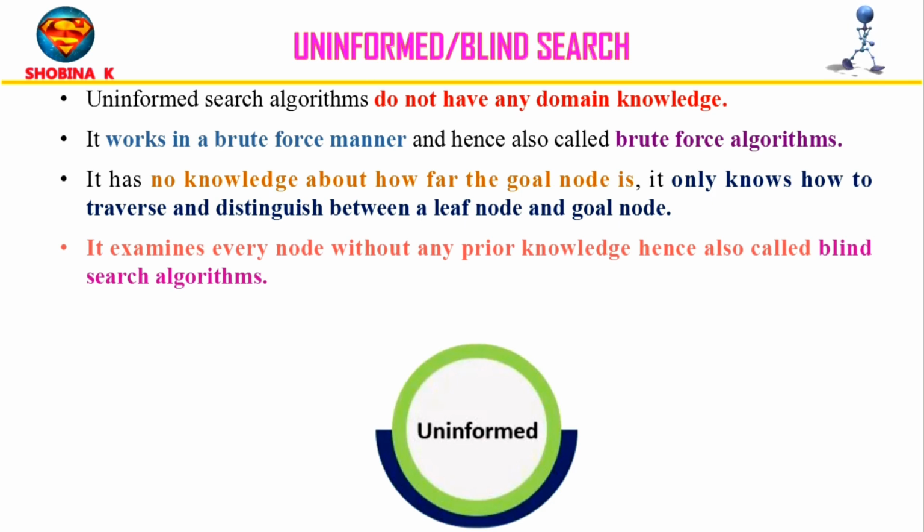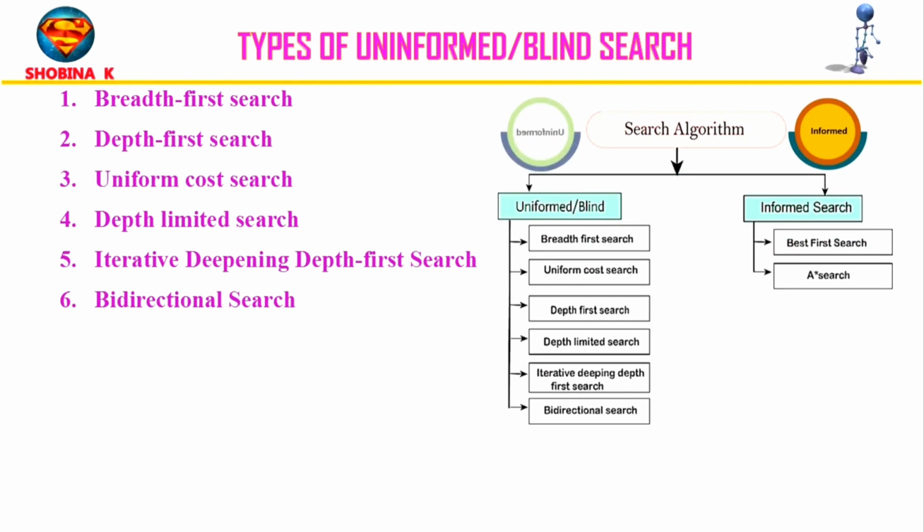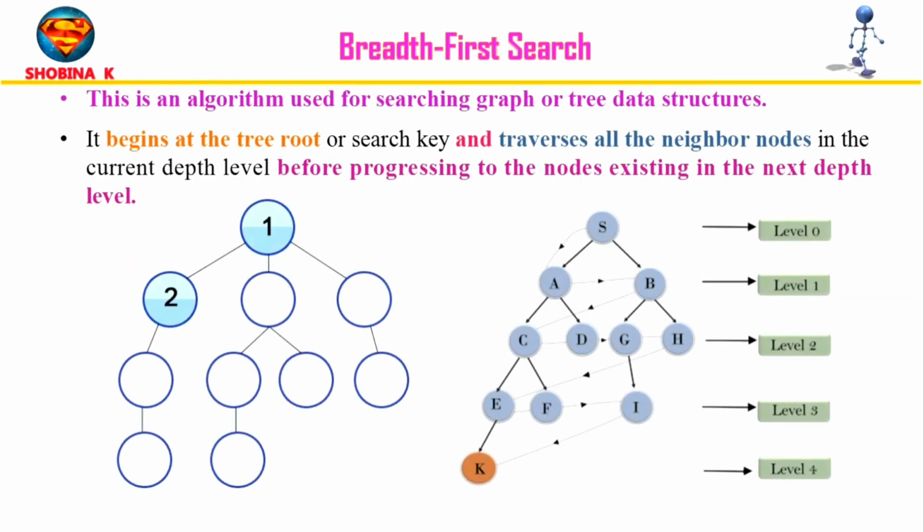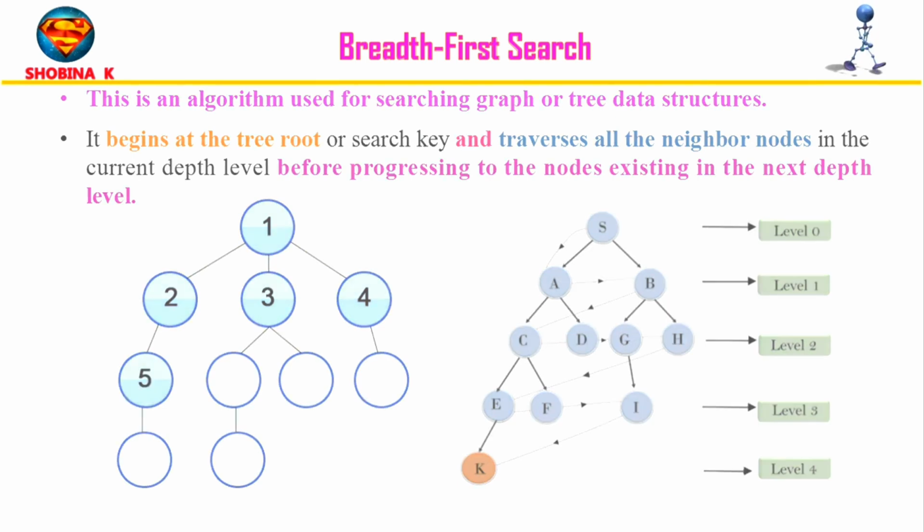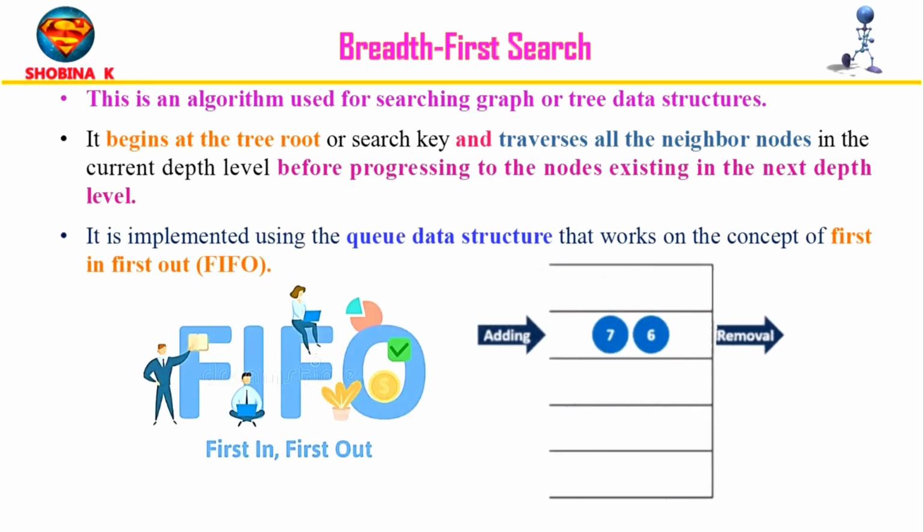And these algorithms can further be categorized into the following algorithms: breadth first search, depth first search, uniform cost search, depth limited search, iterative deepening depth first search, bidirectional search. In breadth first search, the tree or a graph is traversed breadthwise. That is, it starts from a node called search key and then explores all the neighboring nodes of the search key at the depth first and then moves to the next level.